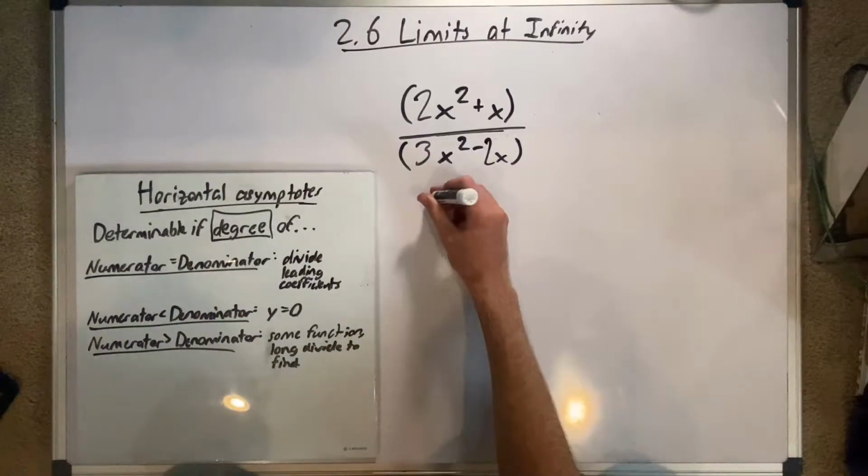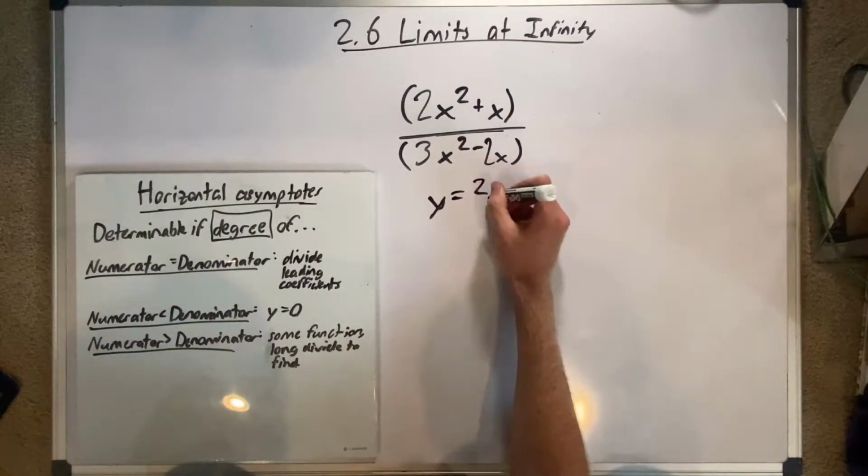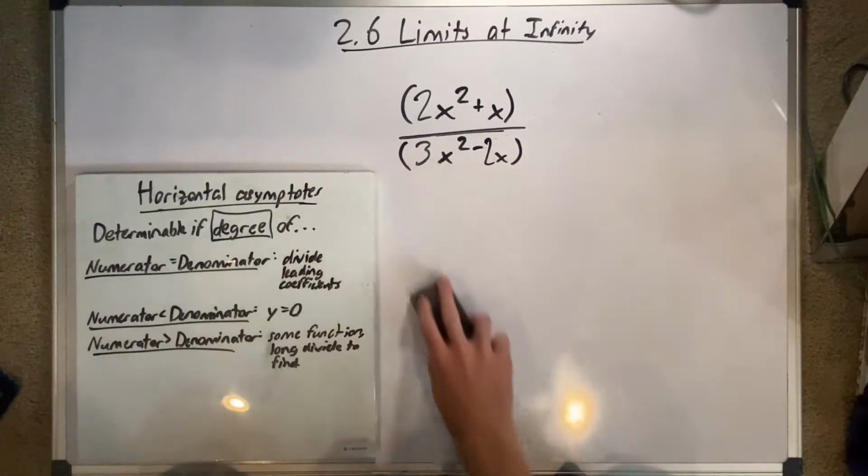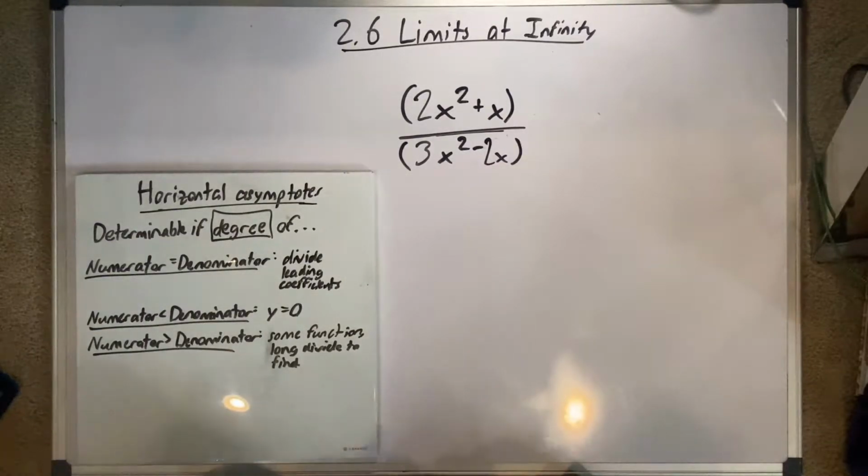So if we just follow that rule blindly, that means that our answer here is 2 over 3, because these both have the same degree, 2, which means we just divide the front. So why is that exactly? So let's create a model for this that would try to represent how this works.